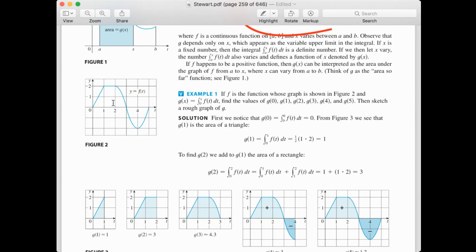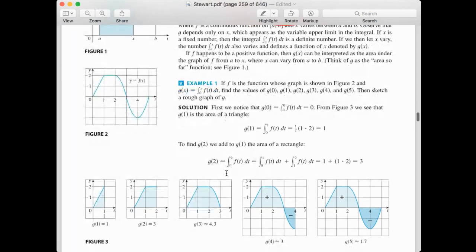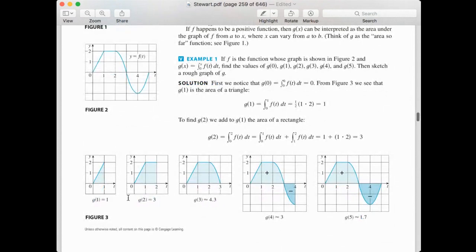Let's see g of 2. We see the figure is this triangle plus this rectangle, right? So we split into two integrals. 0 to 2, we split into 0 to 1 and 1 to 2. From 0 to 1, we already know the area is 1. From 1 to 2, we see that's a rectangle, 1 times 2. Add together, we get 3. Look at the picture down here. g of 0 is this point, 0. g of 1 is 1. g of 2 is 3.